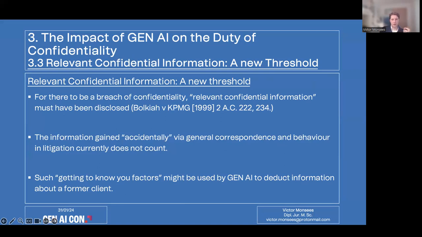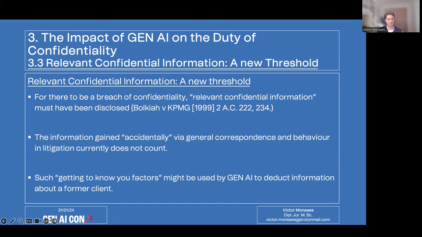Let's come to a third part I deem really consequential with the impact of generative AI. In the previously discussed case of Bolkiah versus KPMG, it was also established that for there to be a breach of confidentiality, relevant client information must have been disclosed. It was held that relevant confidential information is limited to information given in confidence and related to a specific retainer. Therefore, information gained accidentally, for example, via general correspondence or behavior in litigation, would not count towards it and would therefore not be protected.